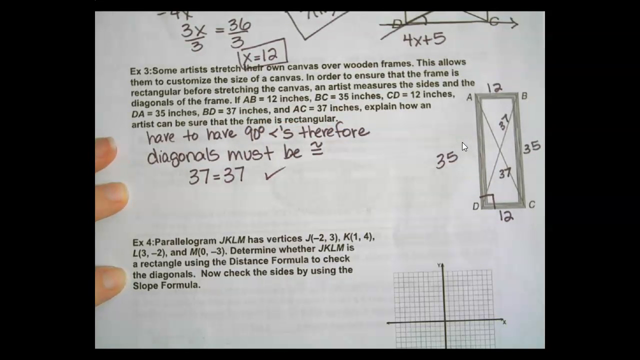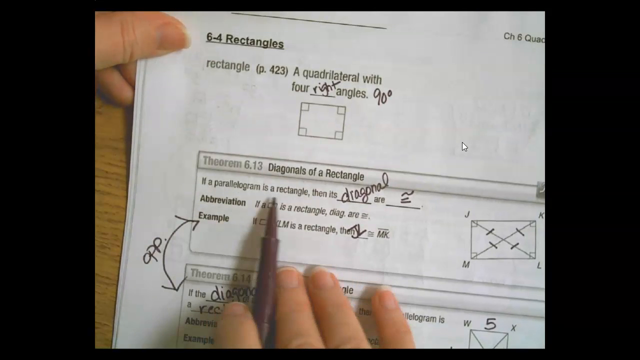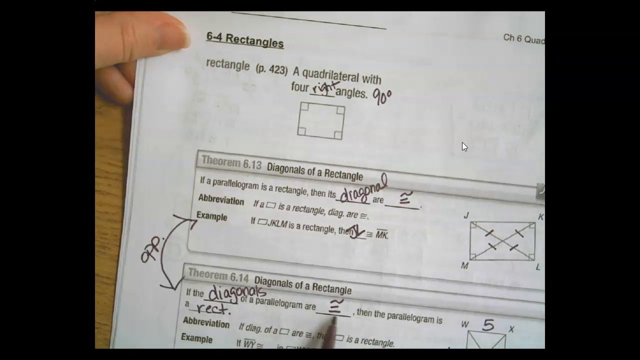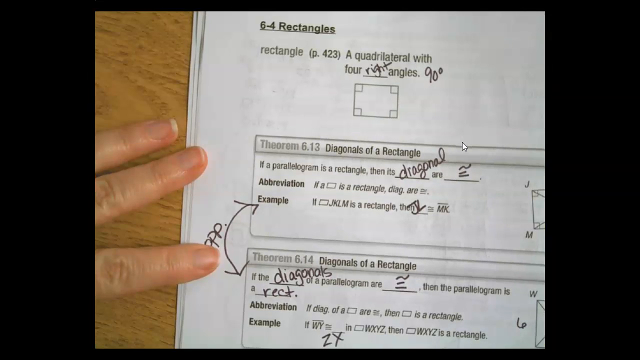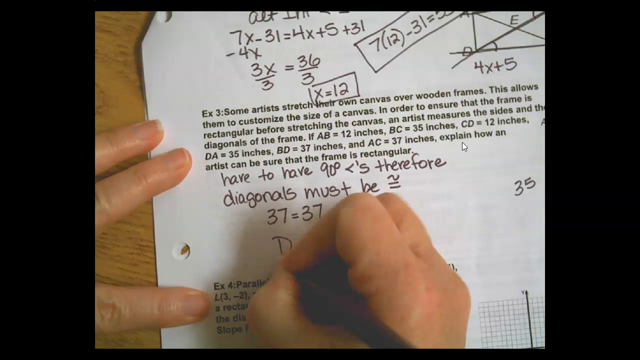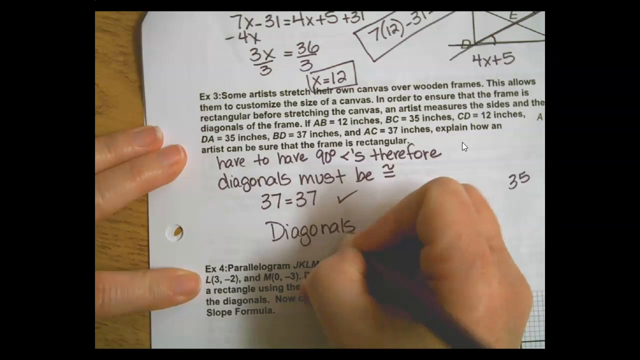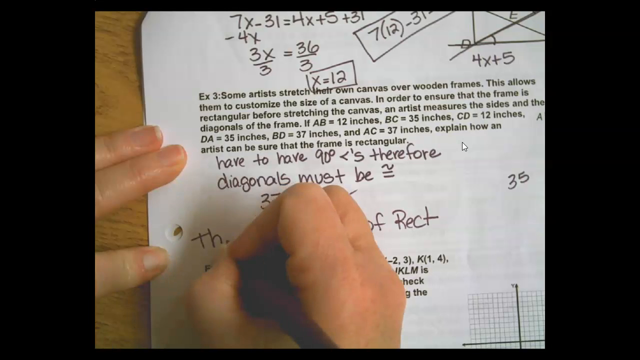Check. And then what theorem was that? We just saw that on this other page. If a parallelogram is a rectangle, then the diagonals... So that's 613. Actually, it's this one: if the diagonals are congruent, then it's a rectangle. So 614. Let's just put diagonals of rectangle. Sorry, that's the theorem.